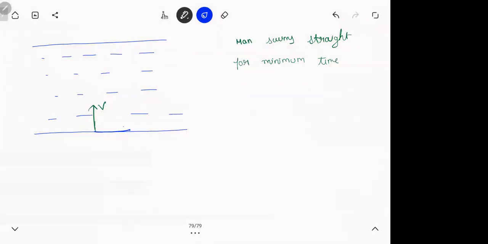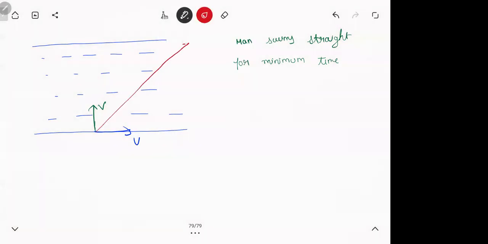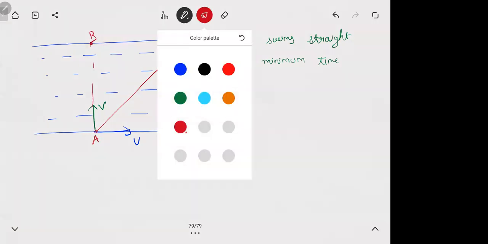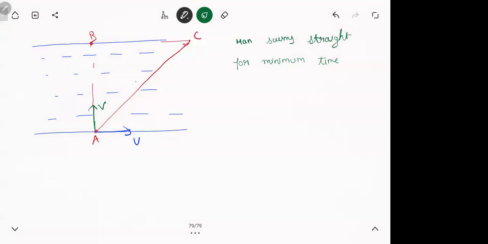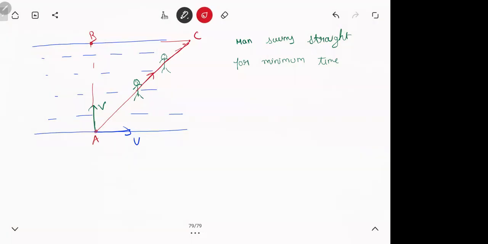But what is the river doing? The river is pushing you this way, and you're going this way. So this is B, and you're going to C. The man is always looking front, but he's going like this. In this scenario, you're looking straight, but you're going at some other angle. That is because of the river. Hope you're getting the view.